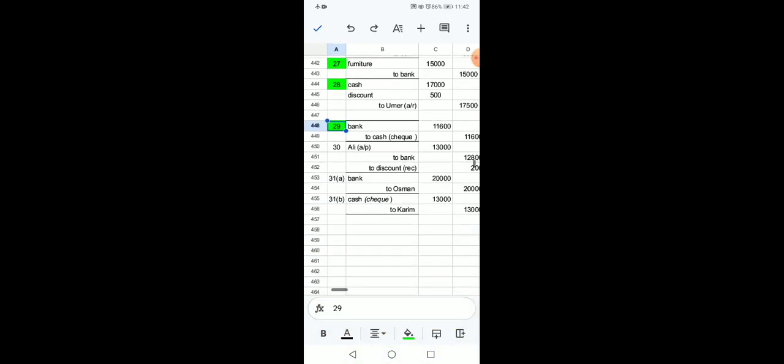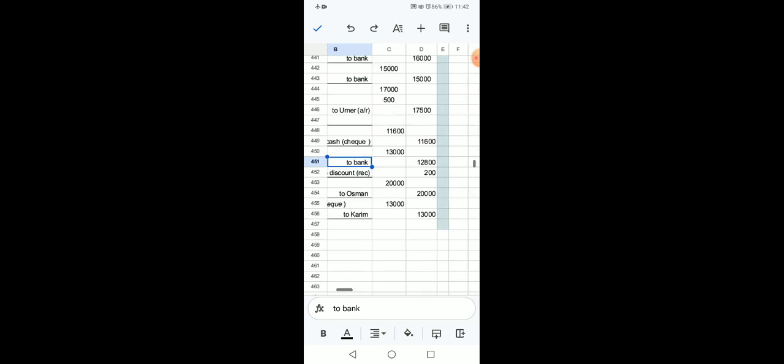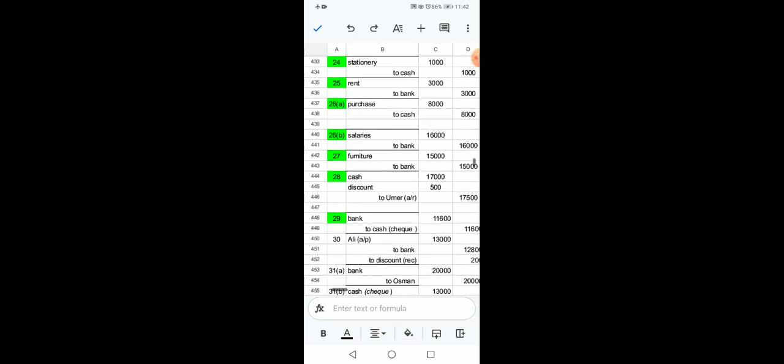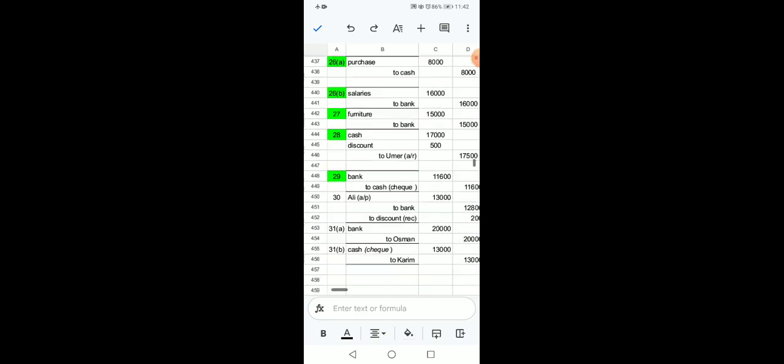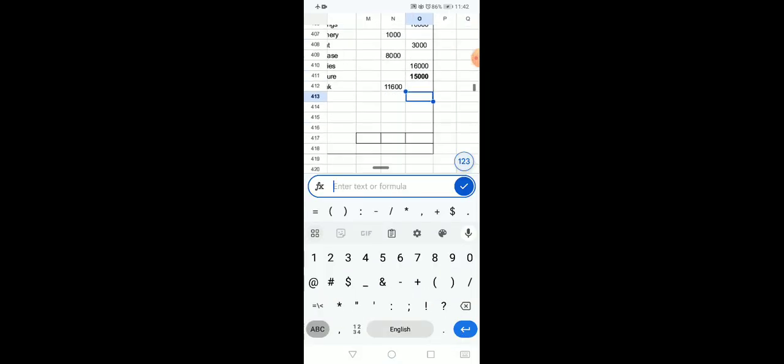Now we are at the 30th entry. There are three elements, but we are associated with two elements, bank and discount. So step by step we will go. We will take bank first. Bank is credited with 12,800. Go to the credit side of the bank and write down the amount, which is 12,800, in the bank column.